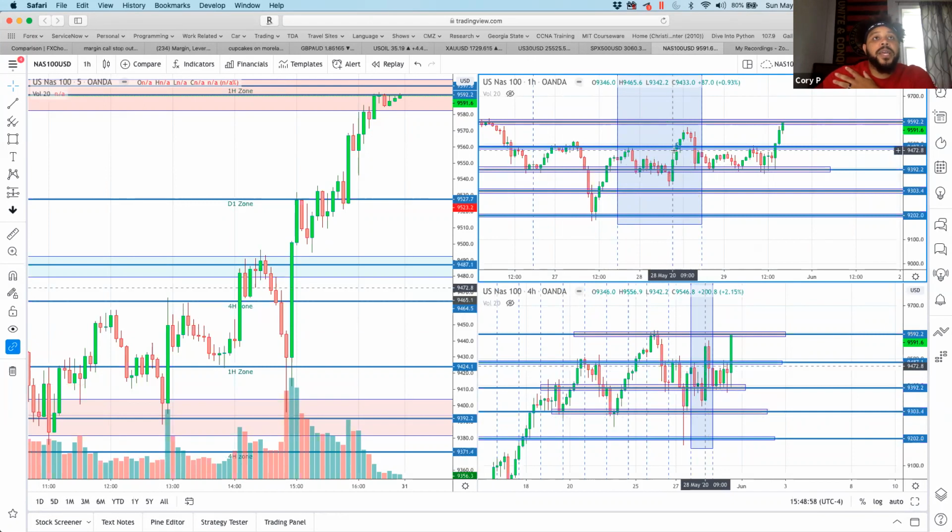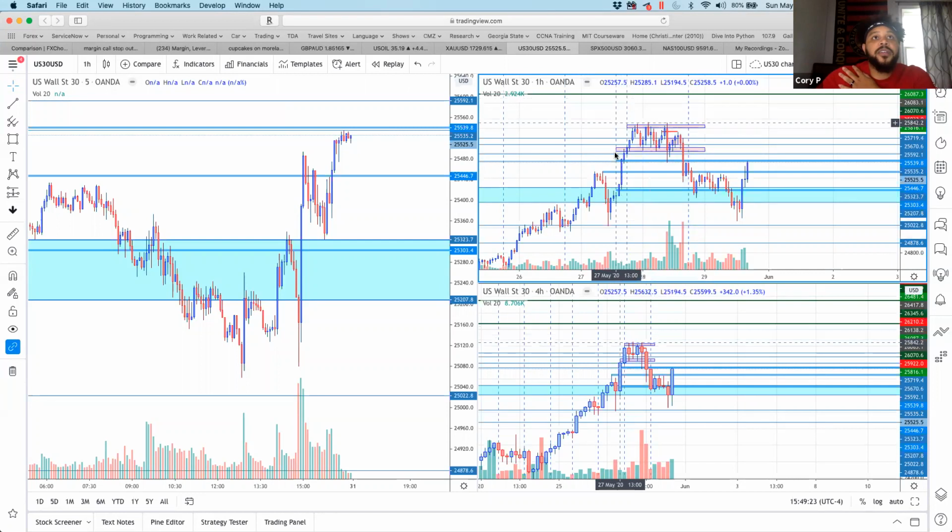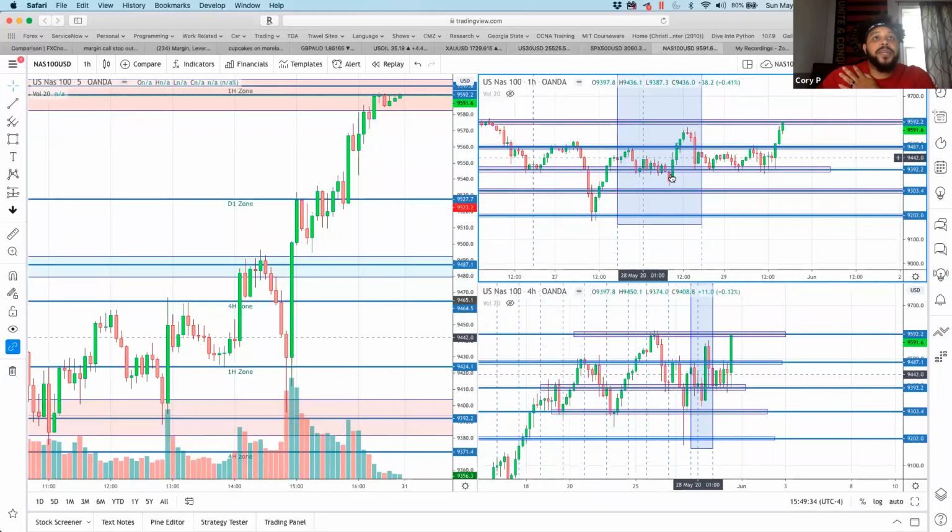NAS was reacting to some zones on its chart, which triggered some of this movement to look a little different, because US 30 was responding mostly to this zone on the top. US 30 was responding to this zone and this zone right here. So it was stuck in between these two zones. So you didn't have the same major reaction that you were having with NAS, because NAS zones were a little off compared to US 30.